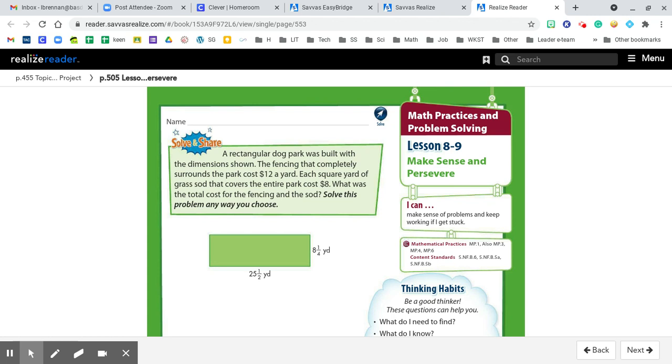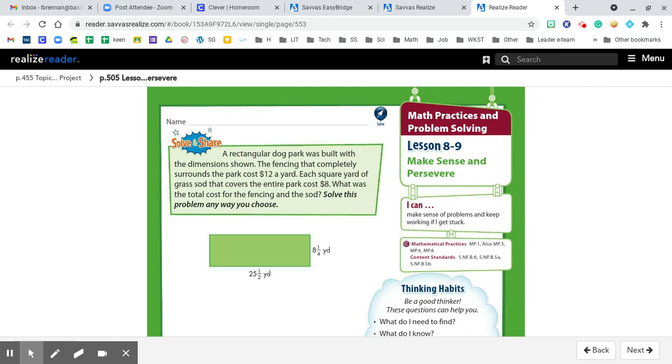All right, today we're going to talk about lesson 8-9, making sense and perseverance. So you want to persevere, keep working through the problem. A rectangular dog park was built with the dimensions shown. The fencing that completely surrounds the park costs $12 a yard. Each square yard of grass sod that covers the entire park costs $8. What is the total cost for the fencing and the sod? Solve the problem any way you choose.